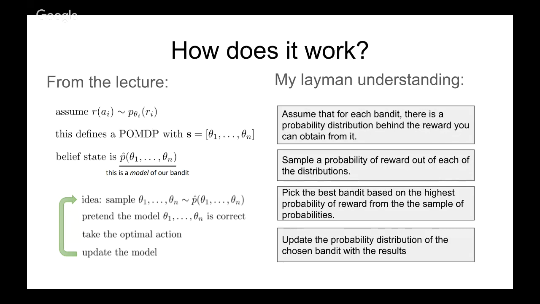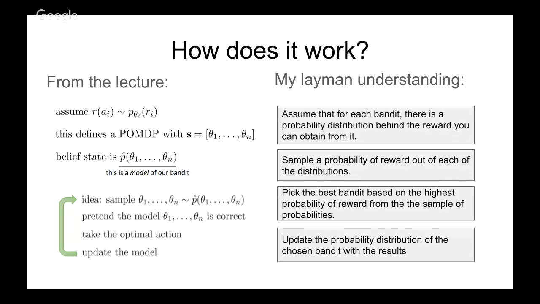So it says in the excerpt from the slide that's from Sergey, pretend the model is actually correct. Take the optimal action. So we just take whichever one seems to give us the best reward given our current state of knowledge and update the model.